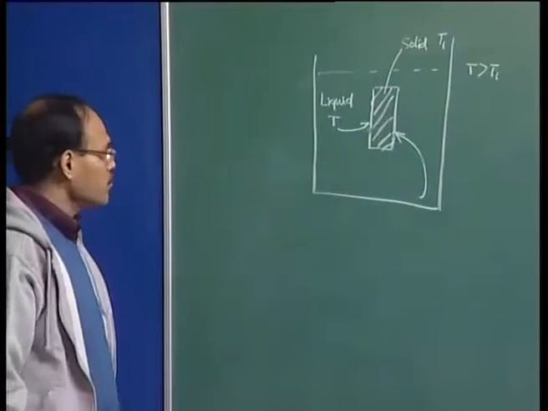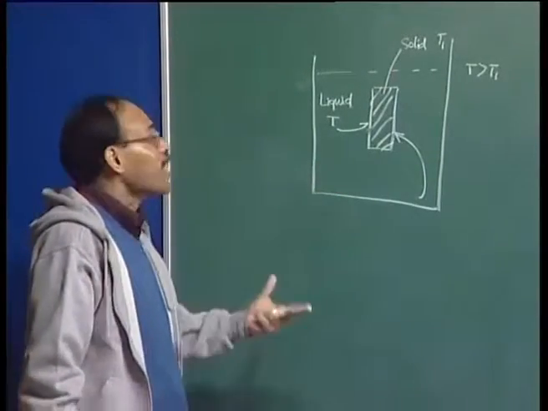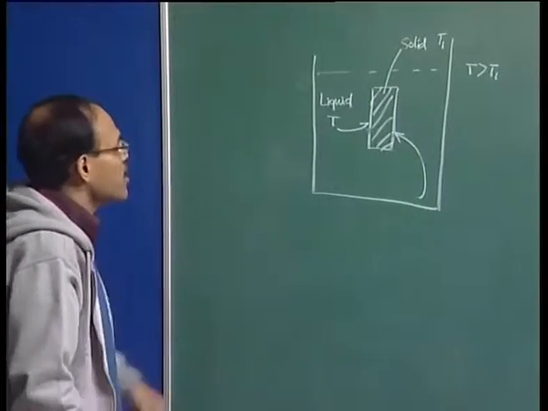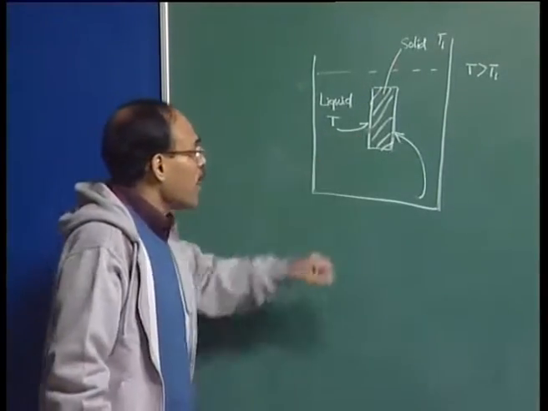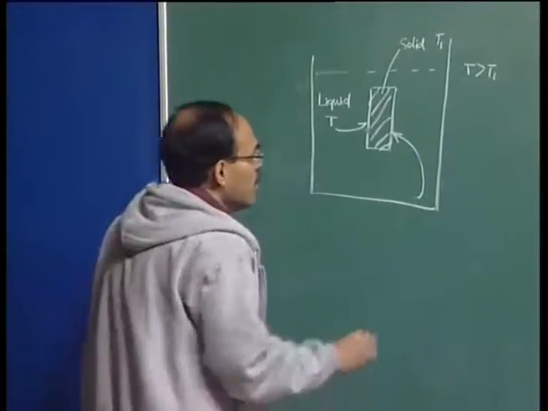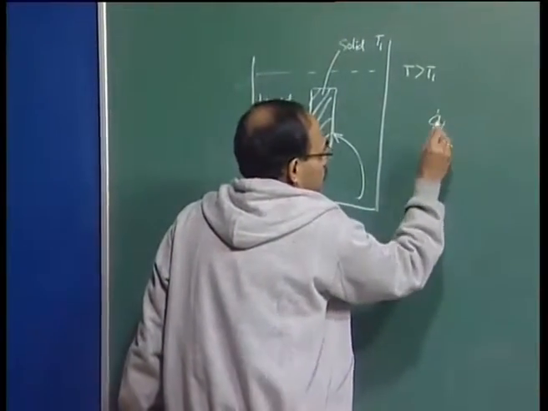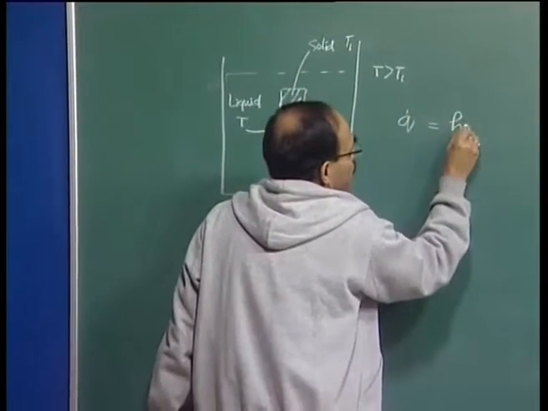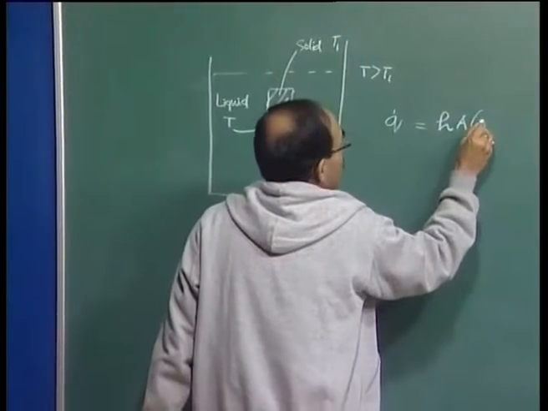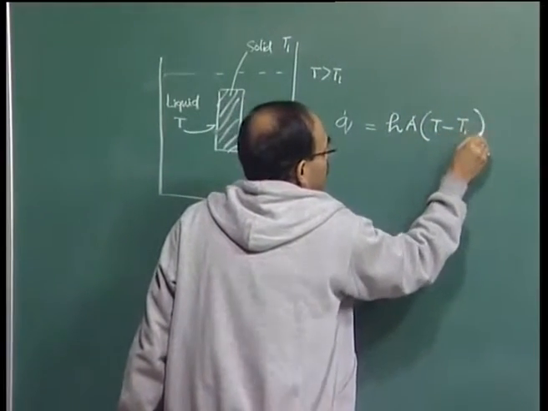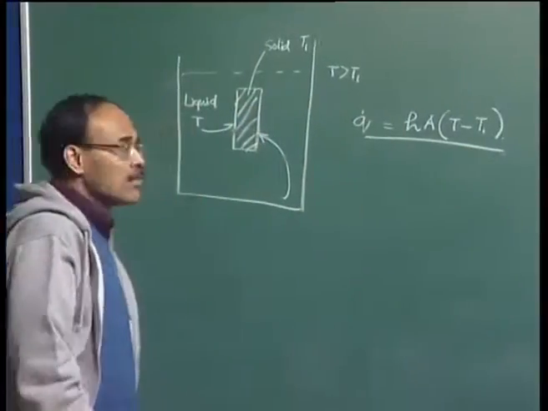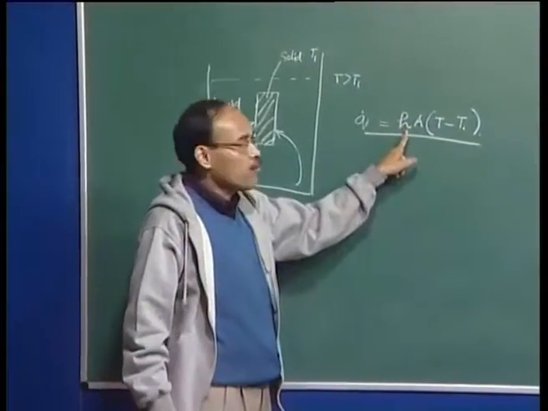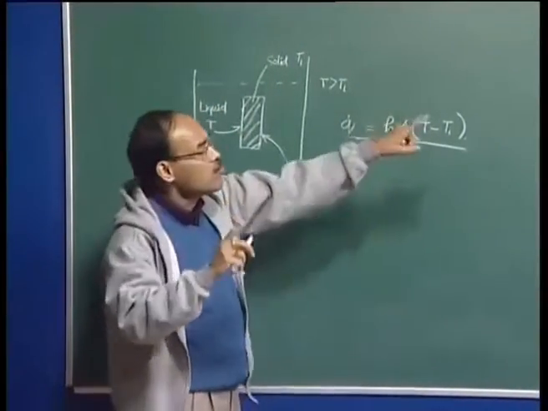On the other hand, there are empirical ways to find out how much heat is really flowing to the surface, and there we say that the rate at which heat is flowing to the surface depends on the heat transfer coefficient multiplied by area, and then T minus T1. So, now this h, which is called the heat transfer coefficient, is actually related to the fluid flow itself.